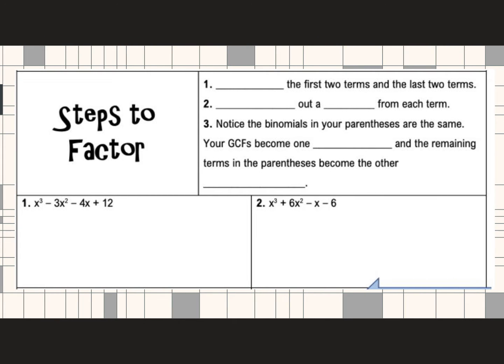Steps to factor using grouping. First, group the first two terms and the last two terms. Second, you're going to factor out a GCF. The third step, notice the binomials in your parentheses are the same. Your GCFs become one binomial, and the remaining terms in the parentheses become another binomial.